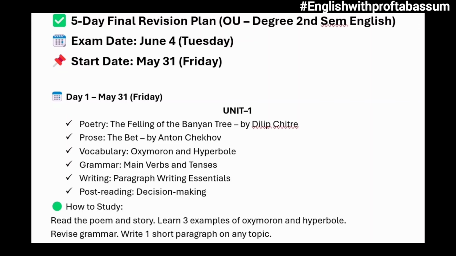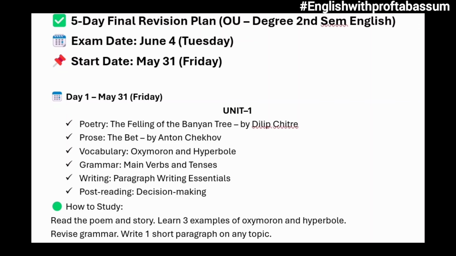Then in vocabulary, grammar, you have oxymoron, these are opposites. And then you have hyperbole, these are exaggerated lies, यानी कि बढ़ा चढ़ा कर झूठ बोलना. Then in grammar, main verbs and tenses. These are the same as the ones you had in your intermediate. You'll get questions like fill in the blank with the correct form of the verb. These explanations I have already uploaded in the playlist.